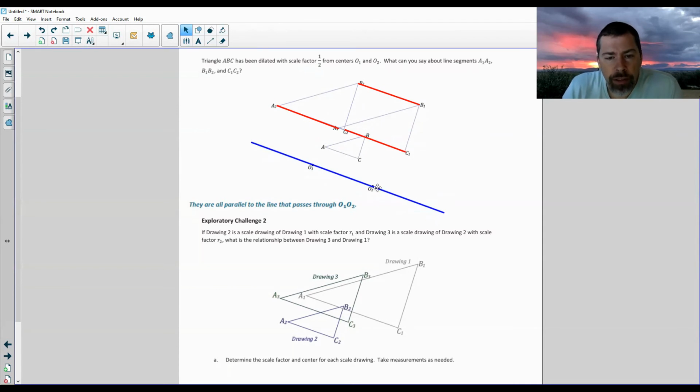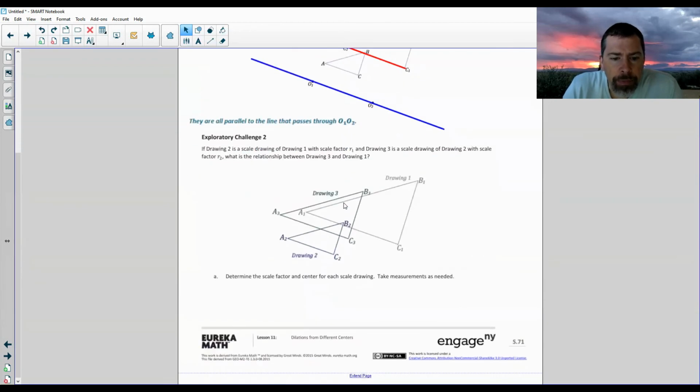And the reason is, the last example, if we went the other way, this was our original drawing, this is scaled up. If we scale the same drawing from two different locations and draw a line through those two centers of dilation, then the two diagrams' sides will be parallel.